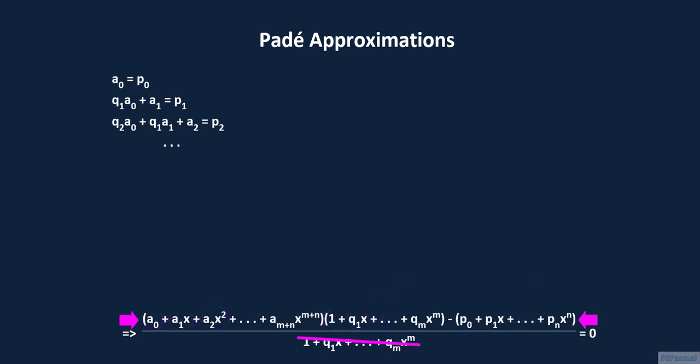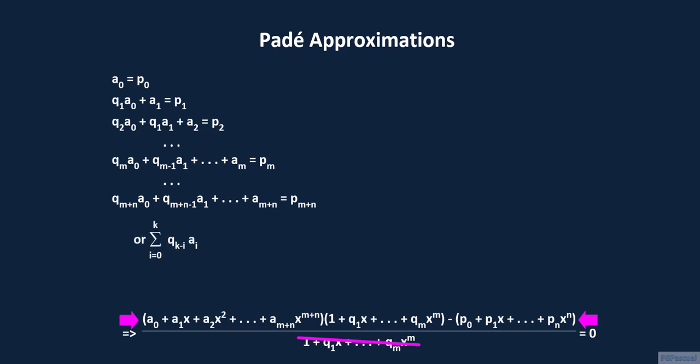As an exercise, one can show that q sub m times a sub 0 plus q sub m minus 1 times a sub 1 plus all the way up to a sub m must be equal to p sub m. And up to the m plus nth degree term, q sub m plus n times a sub 0 plus q sub m plus n minus 1 times a sub 1 all the way up to a sub m plus n should equal p sub m plus n. And so the sum from i equals 0 to k of q sub k minus i times a sub i should be equal to p sub k for k equals 0 to m plus n.